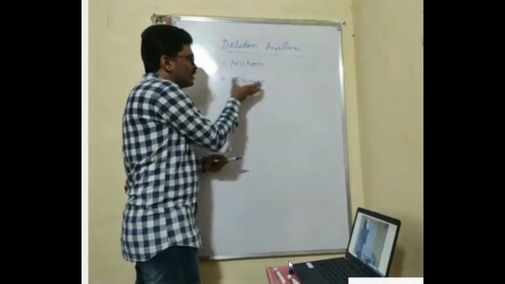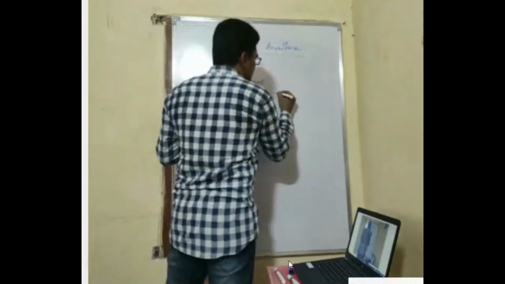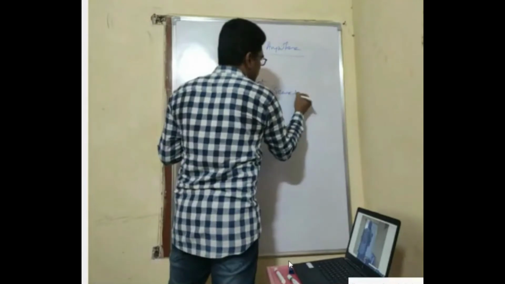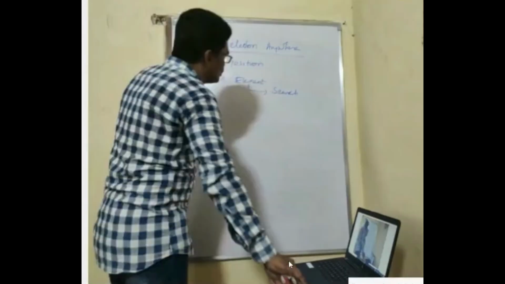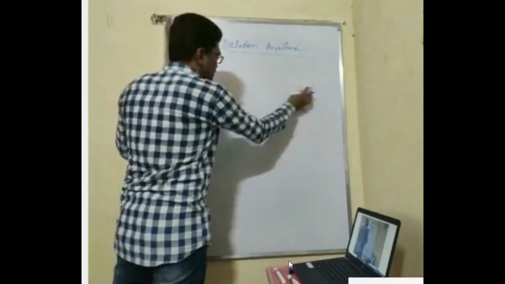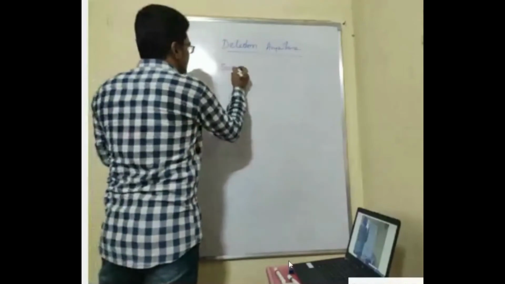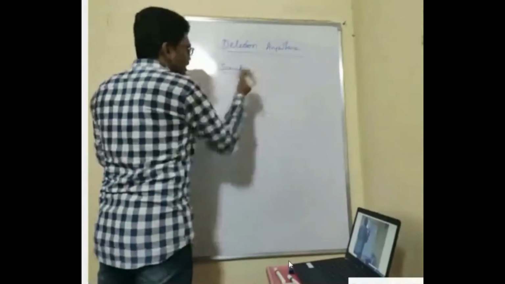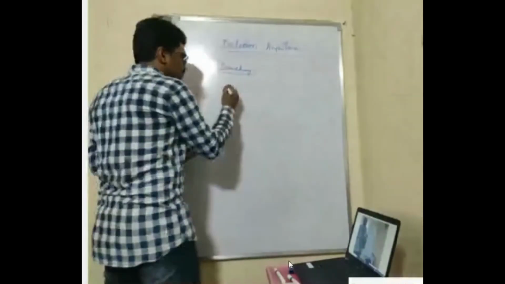So I am going with element based. First, you have to search for the element. Whenever you want to delete based on element, you need to search for the element. So first we'll write the algorithm for searching. I want to search whether the element is there in the list or not. How are you going to do it?